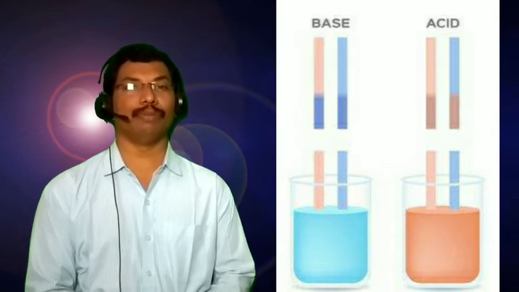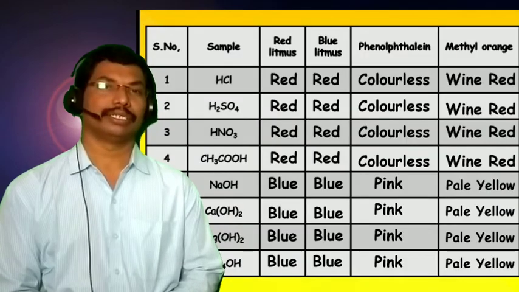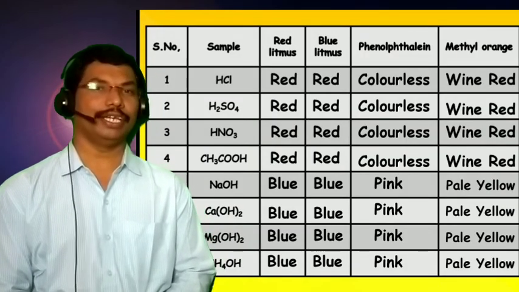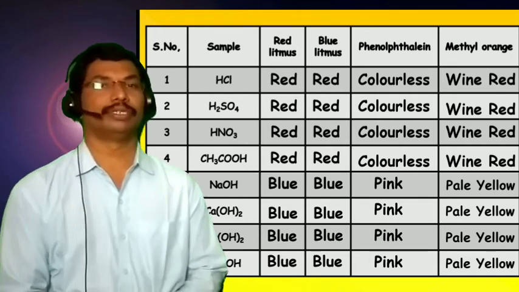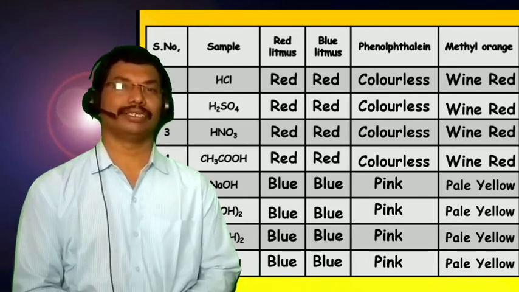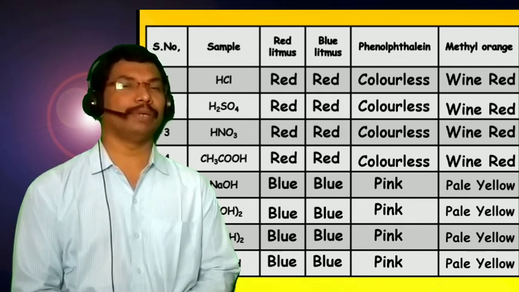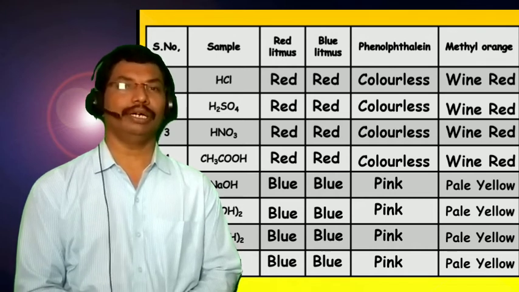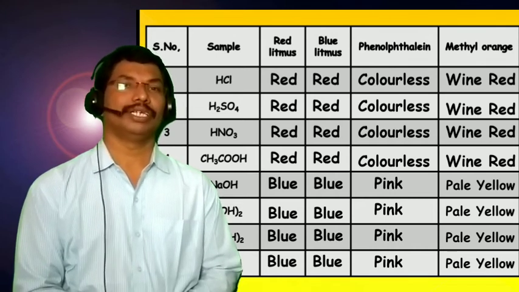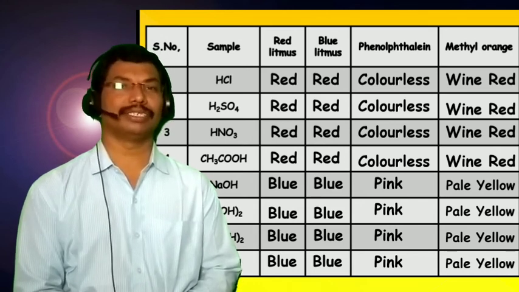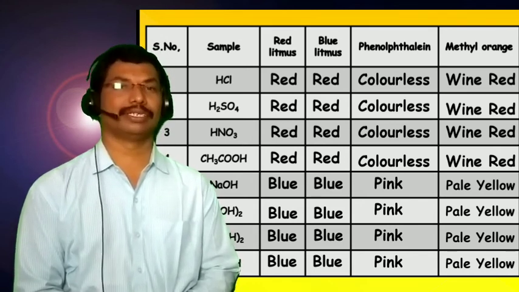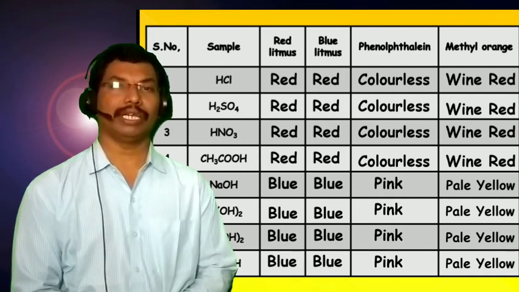red litmus into blue. And as well as we have a table here. Phenolphthalein indicator will give colorless for acids and will give pink color for bases. And coming to the methyl orange indicator, it will give wine red color with the acids and pale yellow with the bases. So this is activity 1.